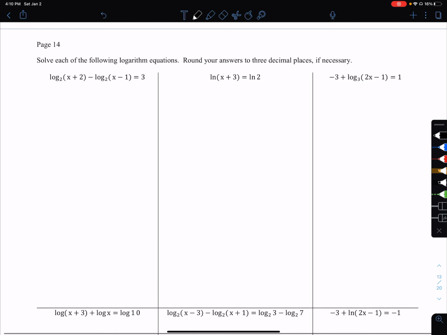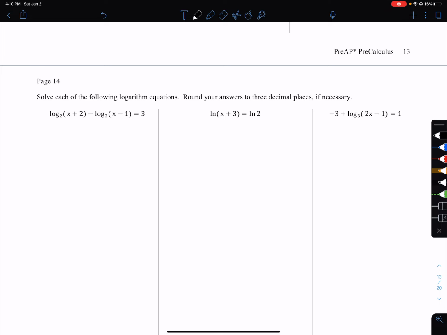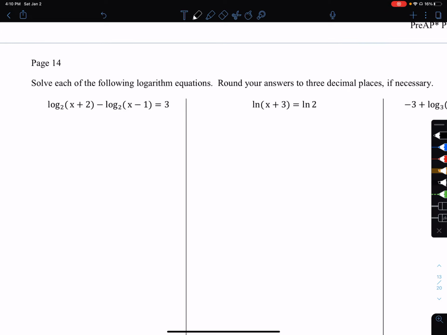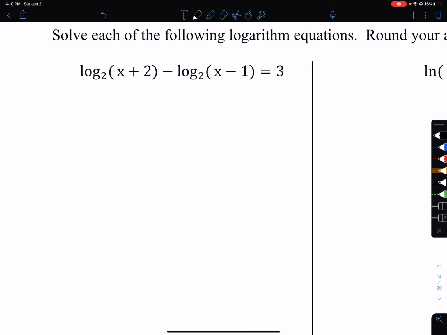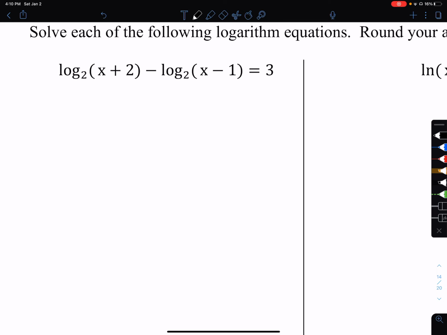All right, we got 6 of these to do together. Solve each of the following, round to 3 decimal places if you need to. So if we can get this left side consolidated into one logarithm, which we can, if we multiply the arguments, we're multiplying two binomials. Use the FOIL method, box method, distributive property. Let me take that back. We're not going to do any of those.